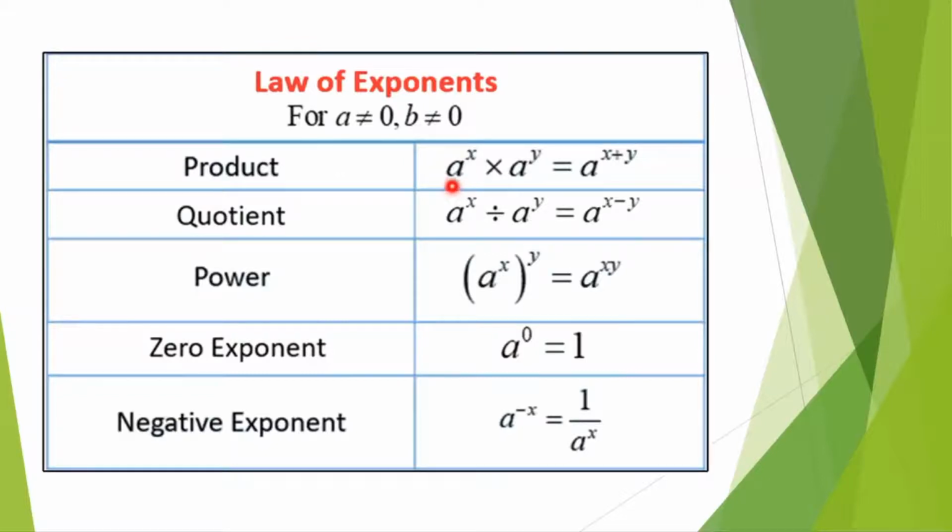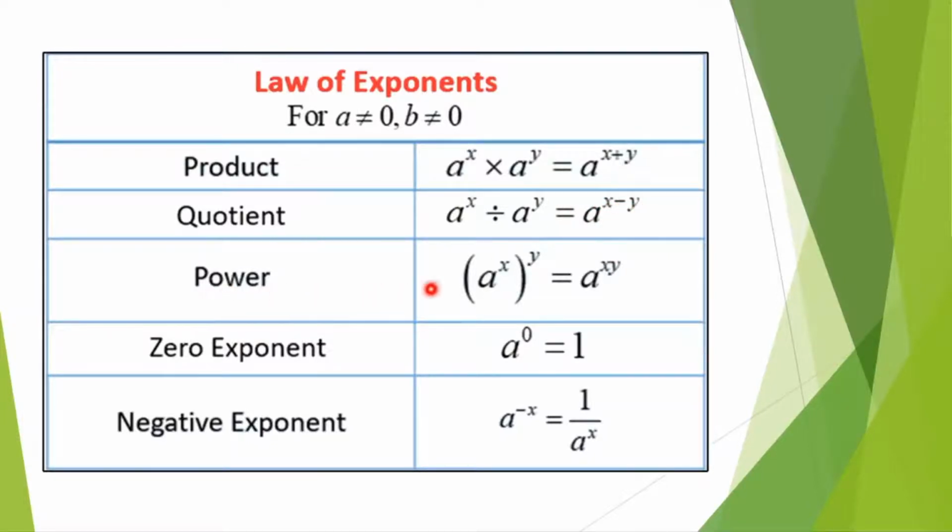Now as you can see, a to the power of x into a to the power of y gives us a to the power of x plus y. What that means is that whenever there's a multiplication sign, you add the powers to get your answer. Now when it comes to quotient or division, you can see that here we are doing x minus y, which means we are subtracting both these powers, giving us the answer a to the power x minus y.